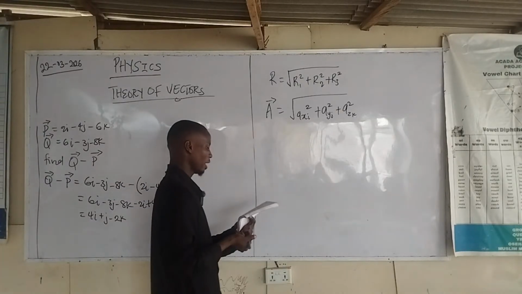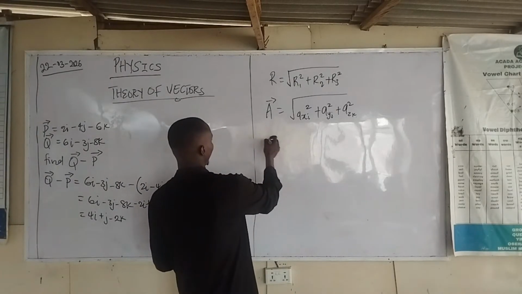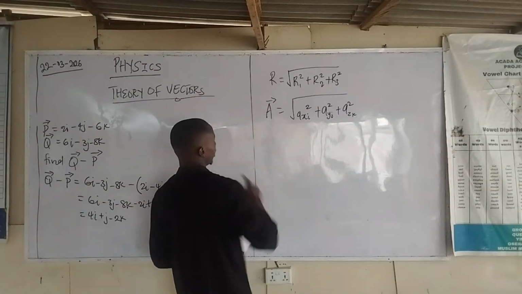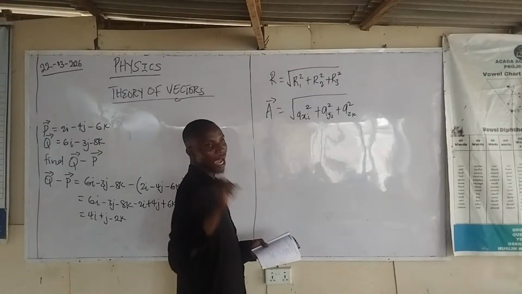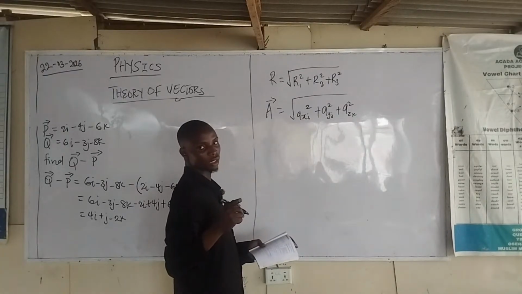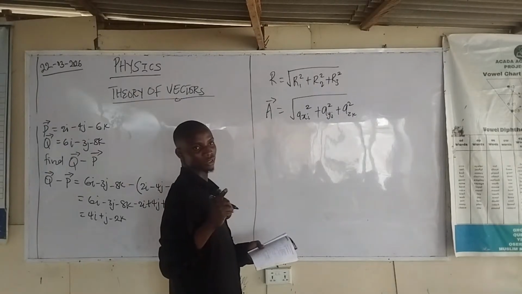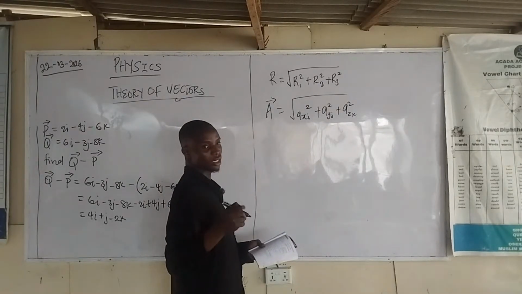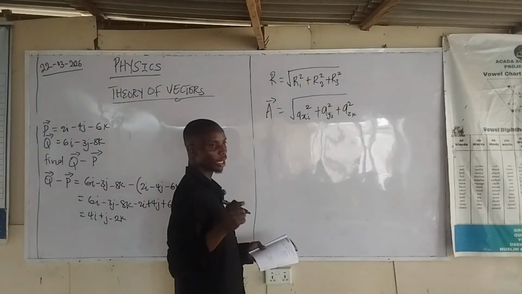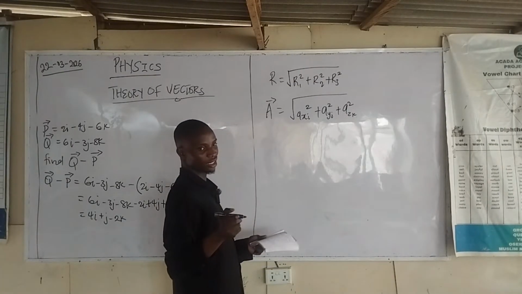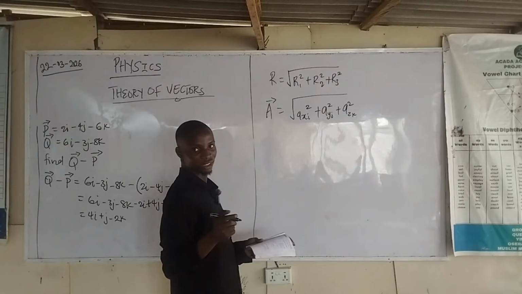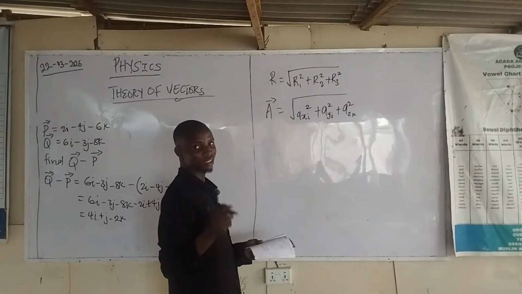Example, find the magnitude of a vector. Remember, magnitude is size. And what kind of quantity is it? Scalar. It is scalar. That's what I want.